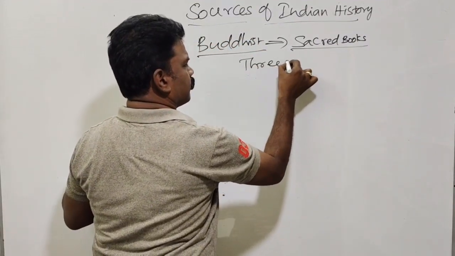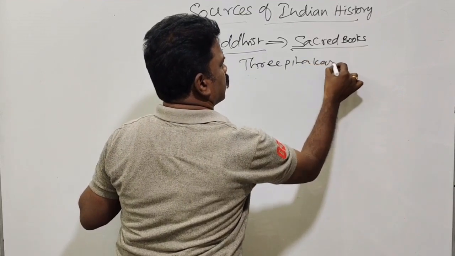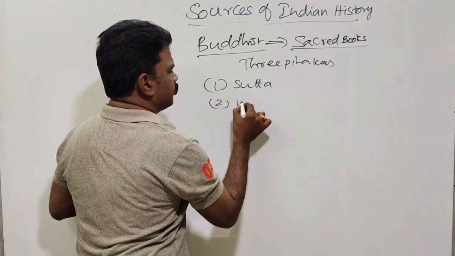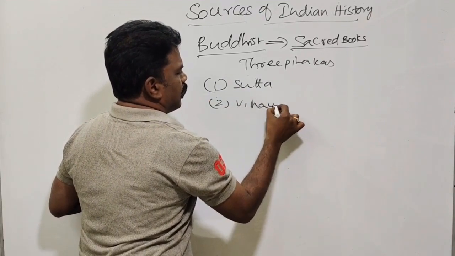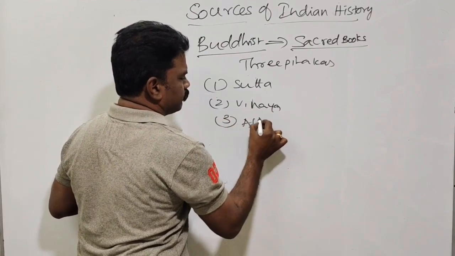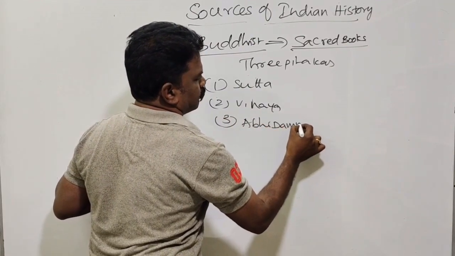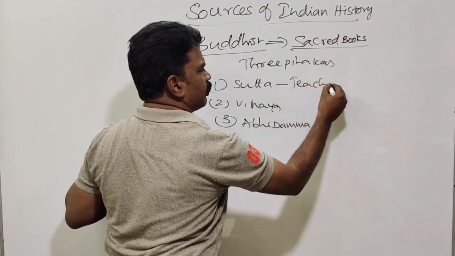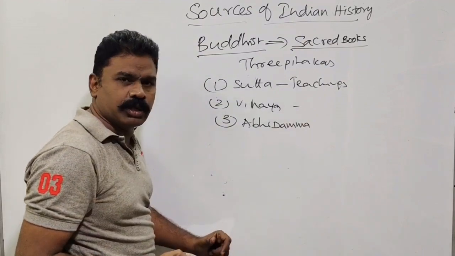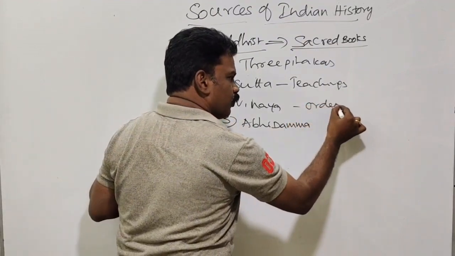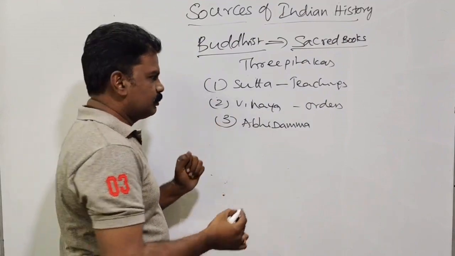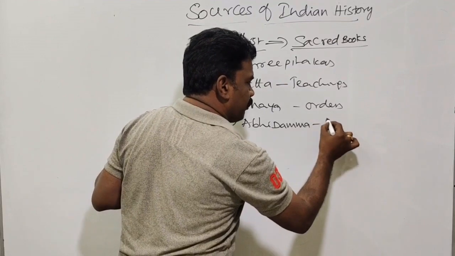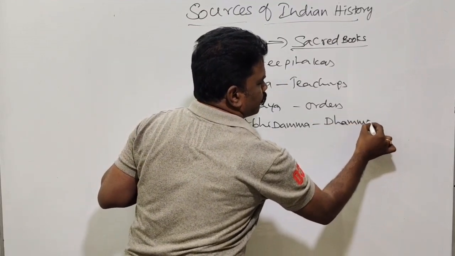3 Pitakas: Sutta Pitaka, Vinaya Pitaka, Abhidhamma Pitaka. Sutta Pitaka speaks about the teachings of Buddha, compiled in the name of the teachings of Buddha. Vinaya Pitaka orders what to follow in society, what to follow and what not to follow. And Abhidhamma Pitaka speaks about the Dhamma of Buddhism.